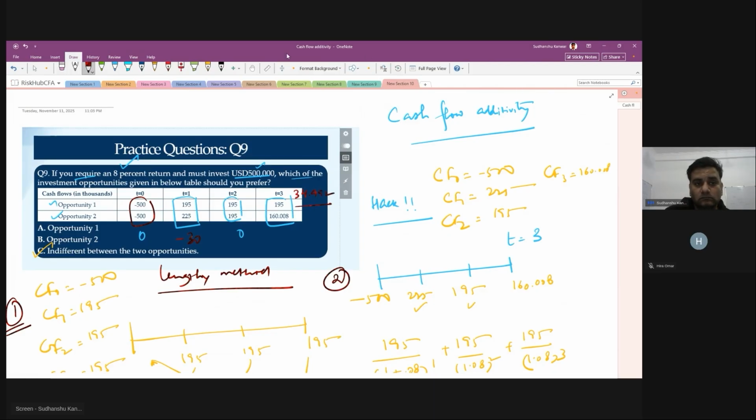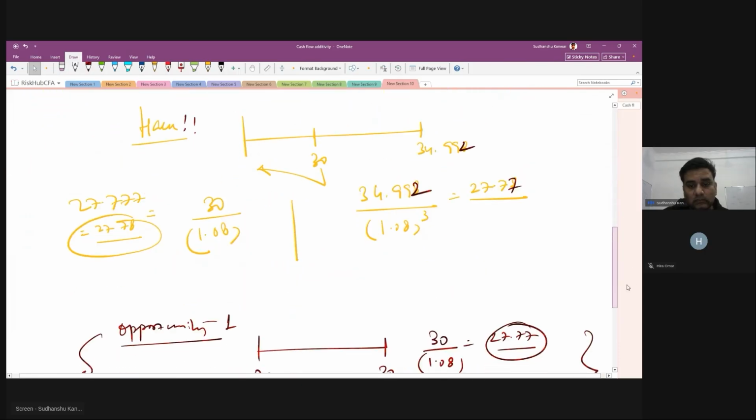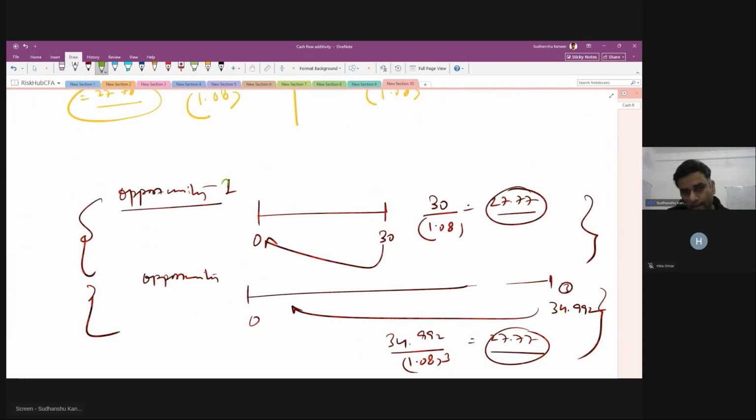So the idea is that here 34.992 is better in opportunity 1. Here your opportunity 2 is better, right? If you see here, it is 225 now, it is bigger. So here opportunity 2 is better. This is opportunity 2, and this is opportunity 1. See, it will not be cancelled out because the timings are different now.